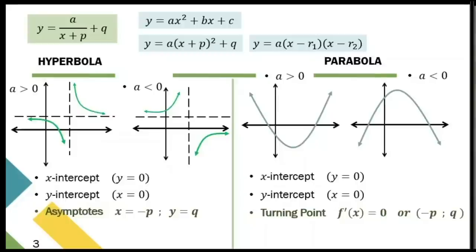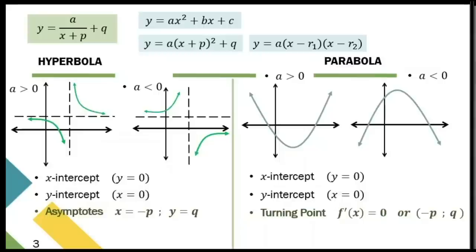Once again, when drawing a parabola, what do I need to pay attention to? If the a value is greater than 0, I have what we call a happy parabola. And if the a value is smaller than 0, I have a sad parabola, one that's facing down. What are the standard things I will be calculating with a parabola? X-intercept and y-intercept. What is unique about the parabola? It has a turning point.